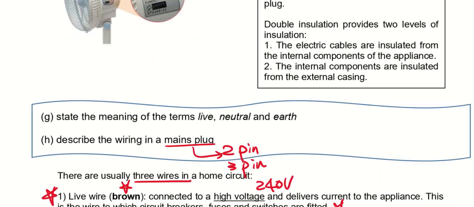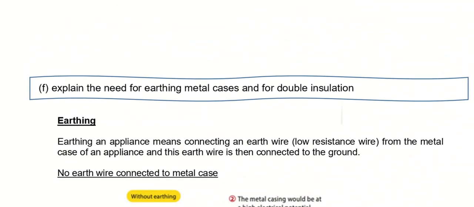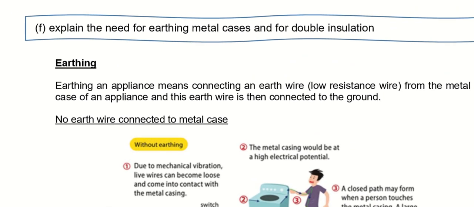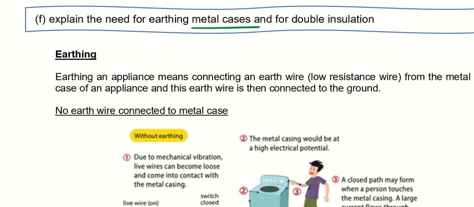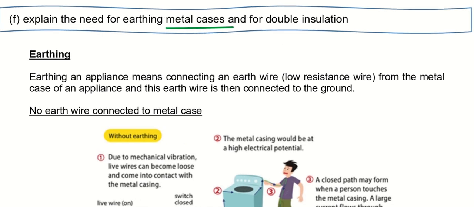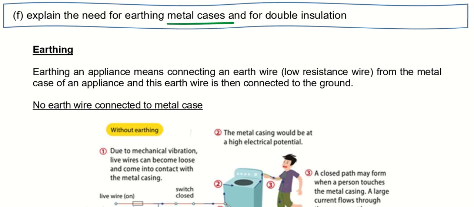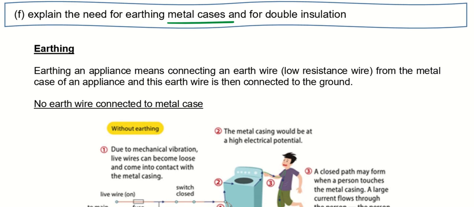Okay, so let us look at the earth wire. Earth wire is over here. We come back to F. So a metal case actually conducts electricity, right? But there's a need to make things out of metal because of the durability and the abundance of metal. So no choice, we have to make some appliances out of metal. So we need earthing. Earthing means connecting an earth wire. Remember, earth wire is a low resistance wire.